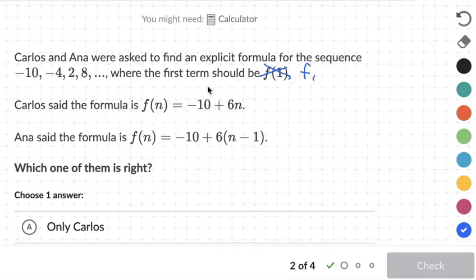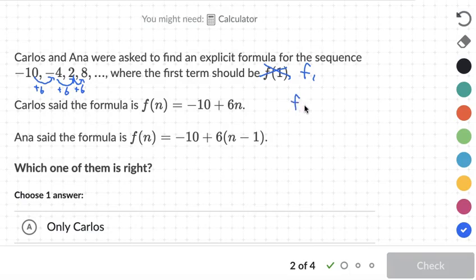Carlos said the formula is this. Anna said the formula is this. So these look a little different. Now, they could both be right, neither could be right, or one of them could be right. Why don't we figure out our own formula first, and then we'll look at theirs. All right, the first step is to find the common difference. Looks like we're adding 6 here. And we can see that very clearly from 2 to 8, we are adding 6. So the common difference is 6.